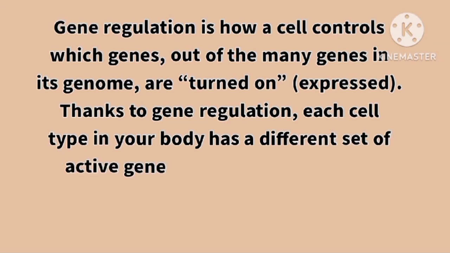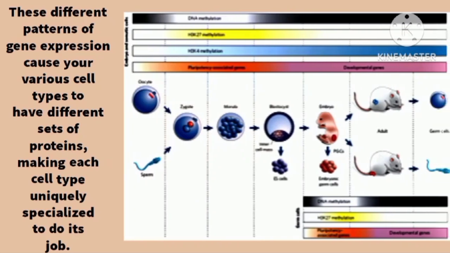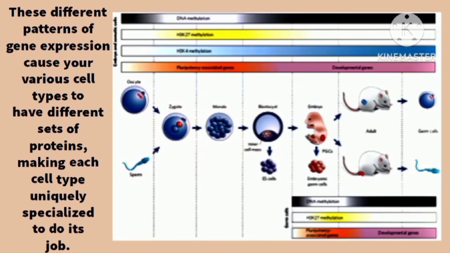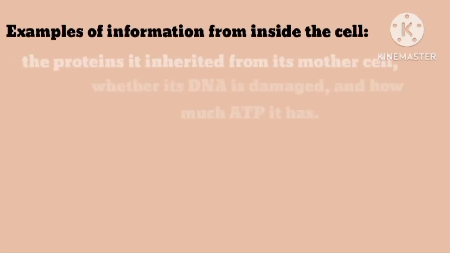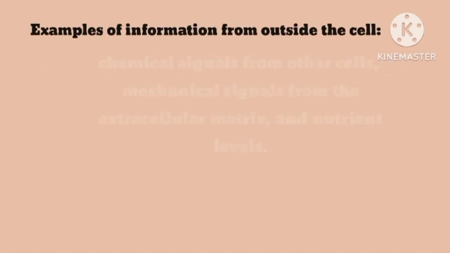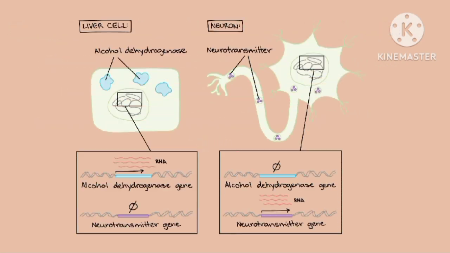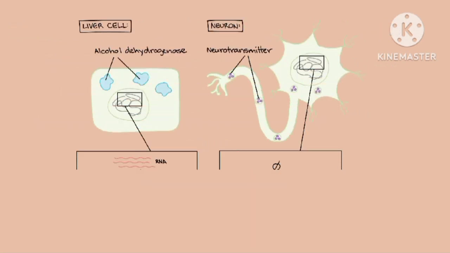Gene regulation is how a cell controls which genes are turned on. The clear picture is depicted here, showing how it works. Here, it gives an example of what happens inside the cell and also information from outside the cell. This is how it works in a liver cell and in a neuron, with a neurotransmitter and alcohol dehydrogenase.